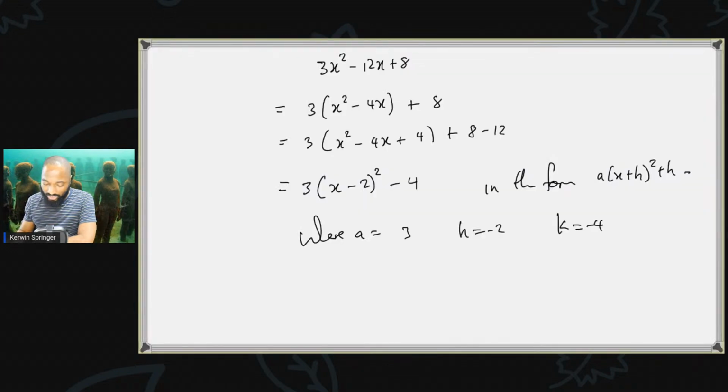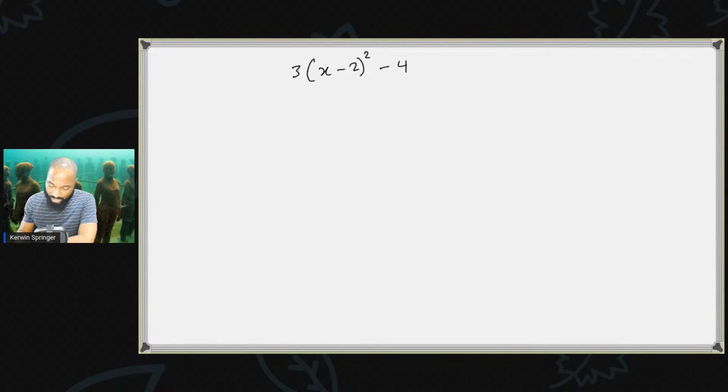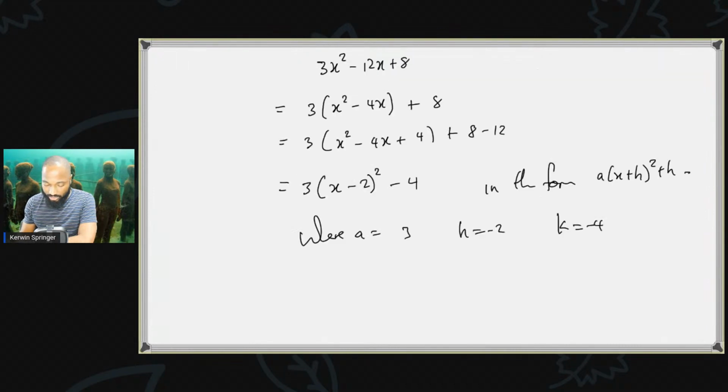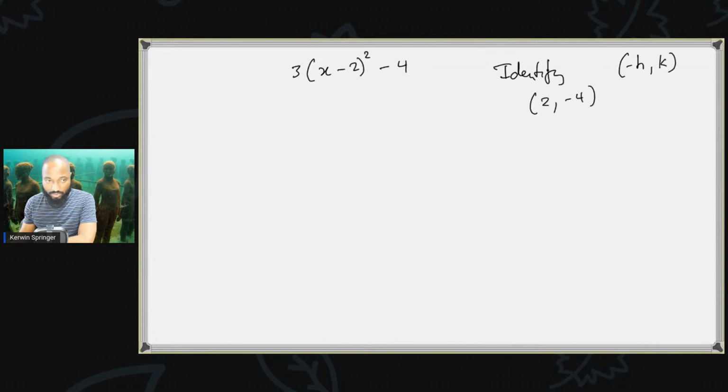So here are some tips on sketching the graph, which is not very likely to come, but if it does, now you know what to do. Well, first you identify the minimum point, which is 2, -4. The minimum point is always the negative H, K coordinates. The y-intercept is not this. The y-intercept is from this: 0, 8.